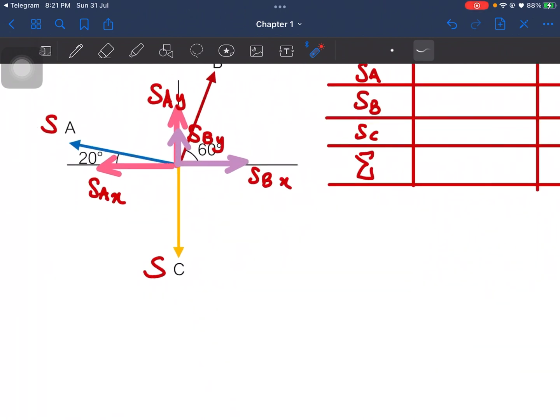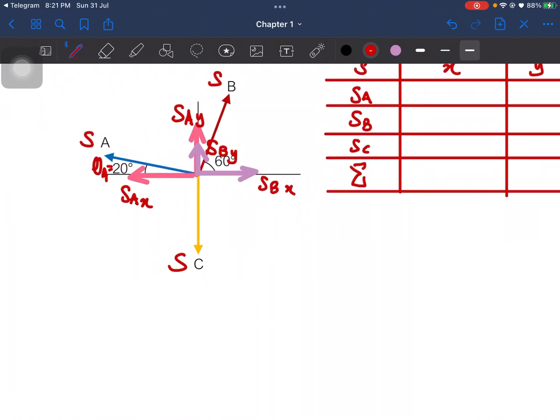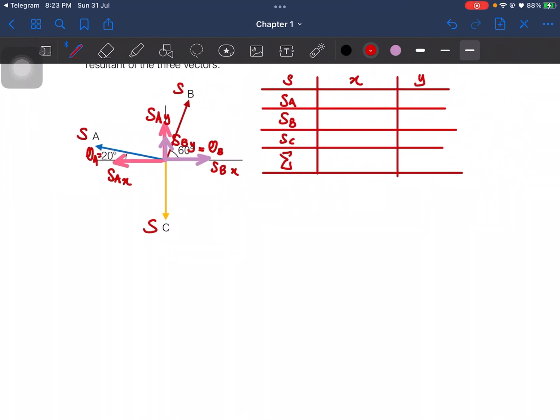So why are we using cosine theta is because the angle, before that I'm gonna label this as theta A, this is theta B. Okay, always label your information that you have. For example, displacement A is equal to 5 meter, it's given already. Theta A is equal to 20 degree. Then we have displacement B, which is equal to 5 meter as well, and theta B is equal to 60 degree, and lastly we have displacement C, which is equal to 4 meter.